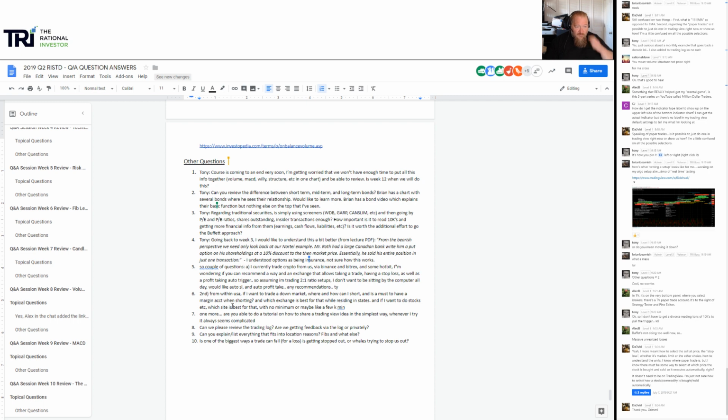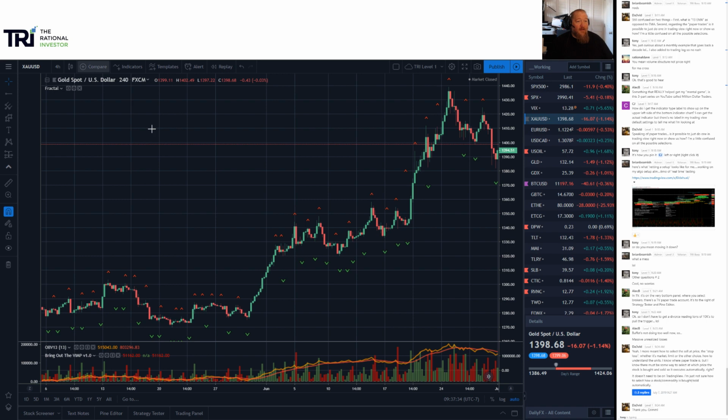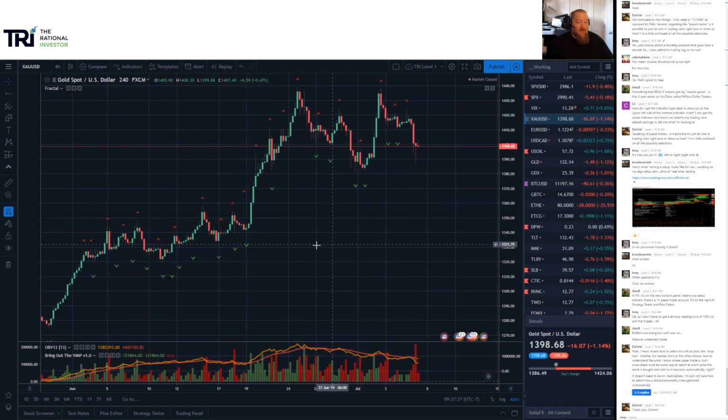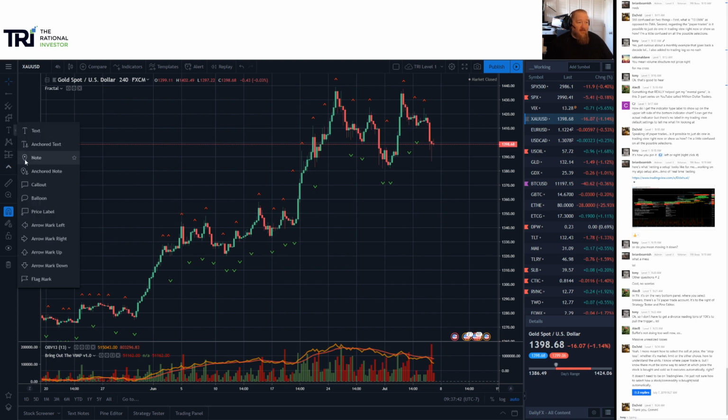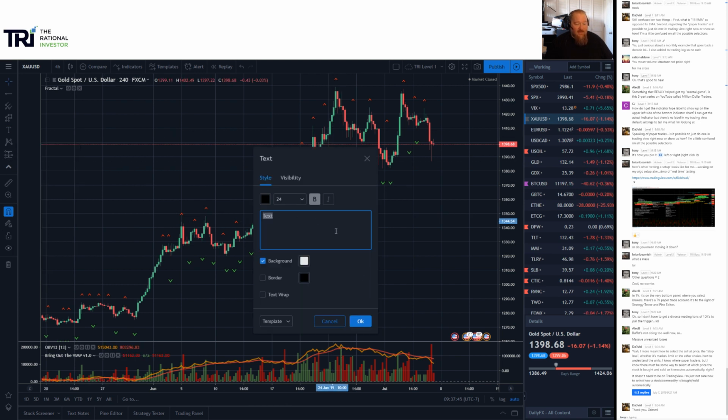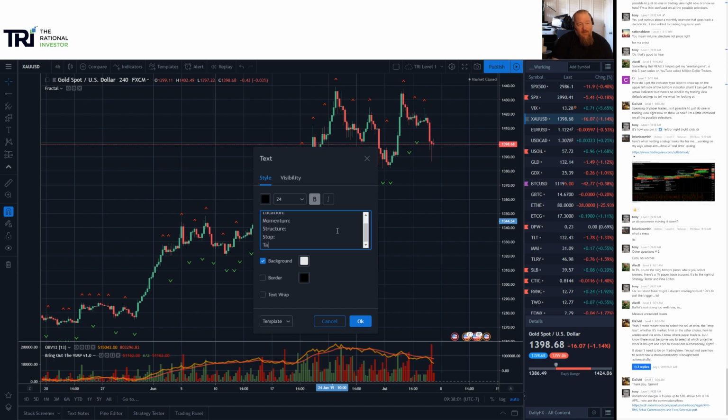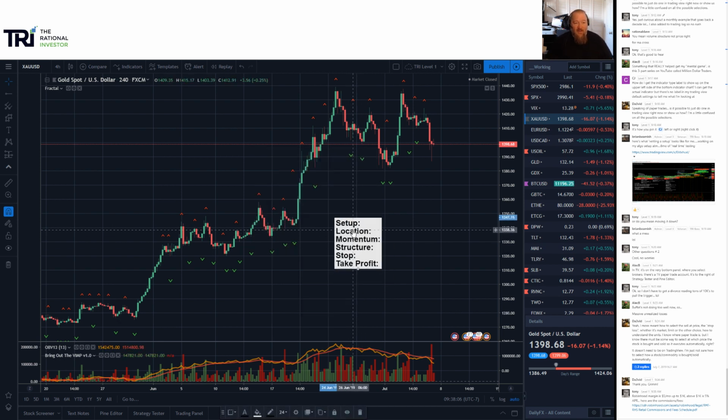One more. Are you able to do a tutorial on how to share a TradingView idea in the simplest way? Yeah. So it's pretty basic. Once you have your setup done, when I share an idea, I always put a text box on, and I describe what setup I am using. Then I look at my reasons for a trade. For me, it's location, momentum, and structure. Very often, I'll also put my stop and my take profit levels. What I'm describing here is how I'm deriving each of these.